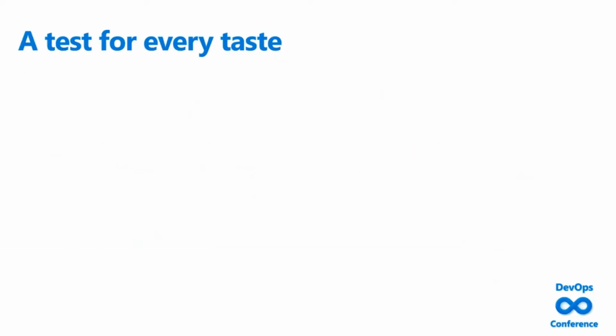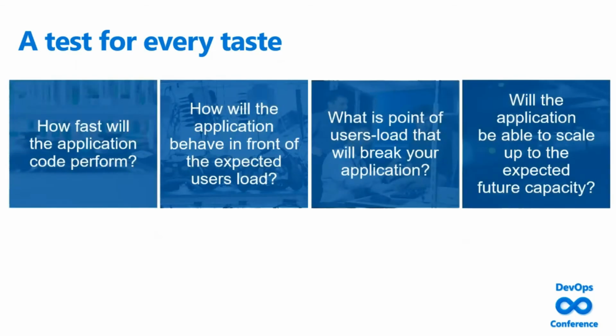So, when we develop an application, there are many things that you have to keep in consideration. For example, how fast will the application code perform, and how will the application behave in front of an expected user load? At what point does the user load actually break the application? And will the application successfully scale up to expected future capacity? Each one of these questions has a specific test and activity that aims to give you the information that you need to answer and be sure that you are delivering good quality software.